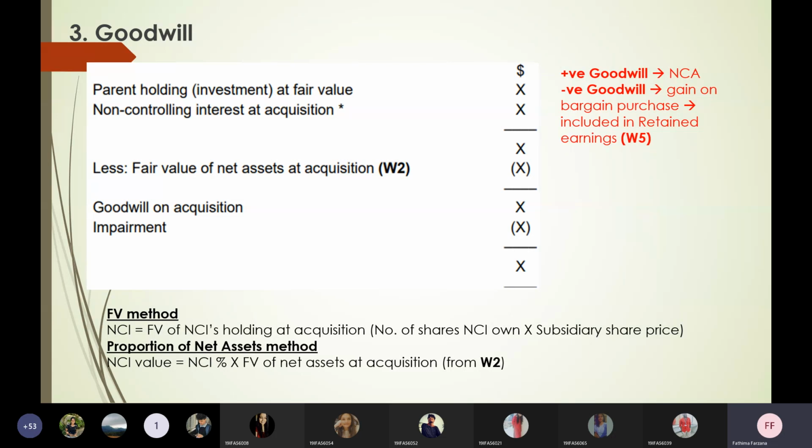See here, the working note numbers are there. We'll come back whenever the working notes are there. So this goodwill computation, see the parent holding investment. Where can you find the holding investment amount? In your balance sheet. P and S will be given in the balance sheet. This amount, the parent holding investment at fair value, is given, no? Where can I fetch it from my balance sheet?